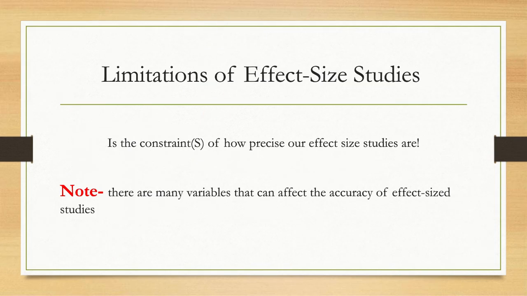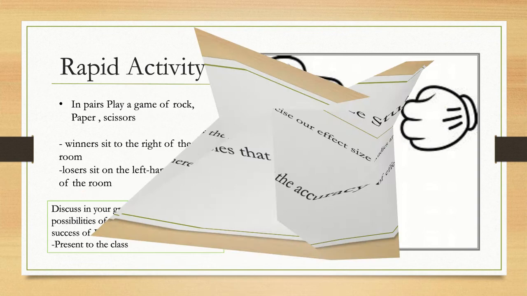Limitations of effect size studies is essentially the constraints of how precise our effect size studies are. I want you to note that there are many variables that can affect the accuracy of our effect size studies.